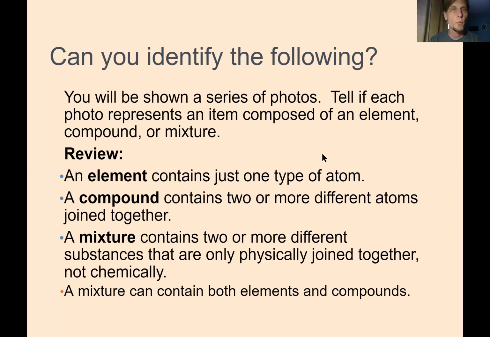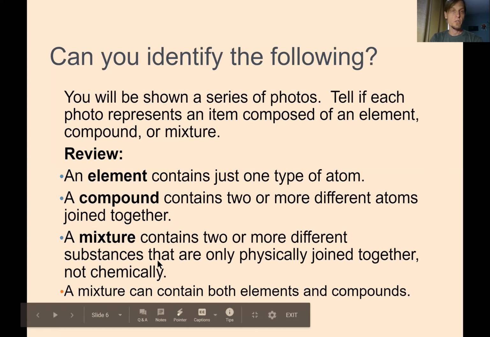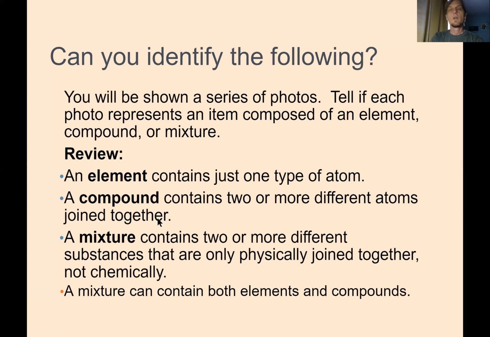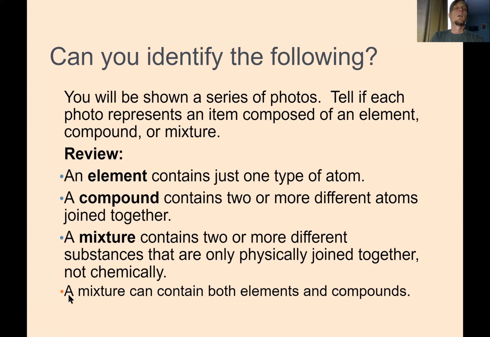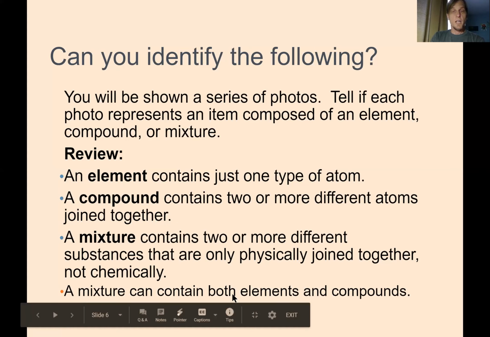Okay, so hopefully you went through there. Now I want you to also pause and read through these definitions. Can you identify the following? Element: one type of atom. Compound: two or more atoms joined together chemically. Mixture: two or more different substances, meaning elements or compounds, that are only physically joined together, not chemically. And it can contain both elements and compounds. Why can it contain both? Because it's a mixture.